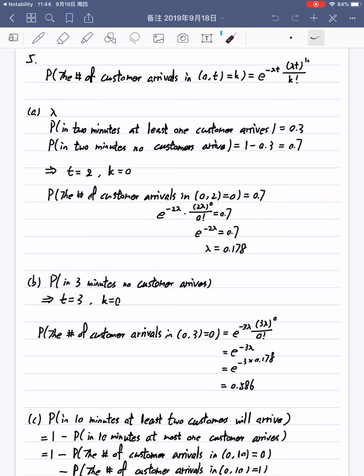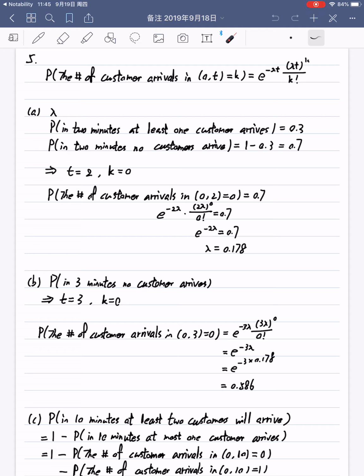This is the video for homework 2 problem 5. According to the problem, we can know that the probability of the number of customer arrivals in t minutes equal to k is this function.